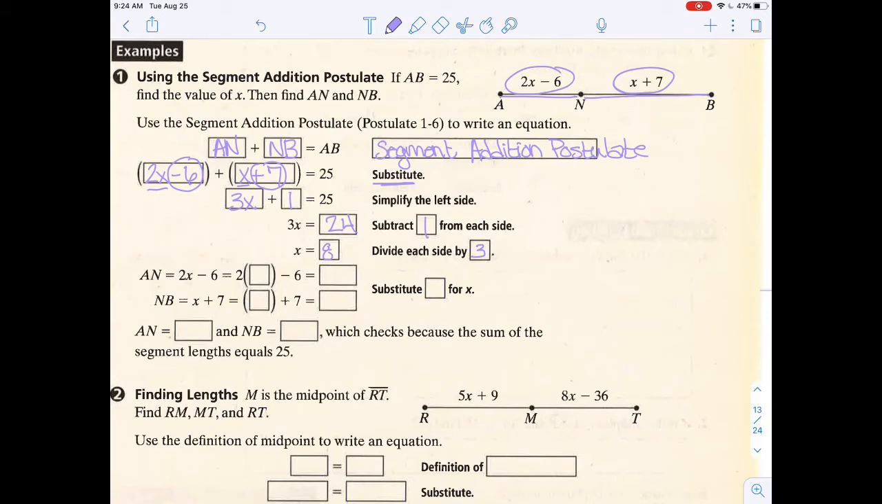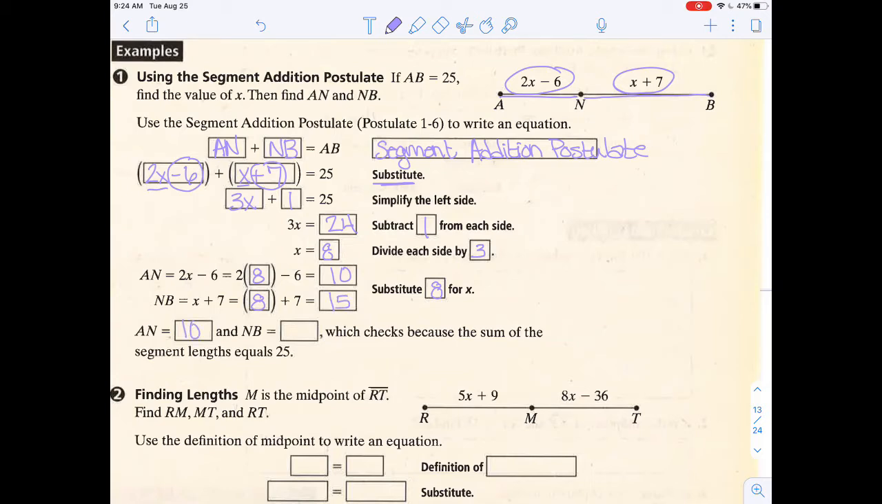We're trying to figure out what AN is. So 2x minus 6, we know that that's what AN is, but we're going to put in 8 for x. So 2 times 8 is 16, minus 6 is 10. So AN is 10. We're substituting in 8 for x. Then we're going to substitute in 8 for x in NB also. So we had x plus 7, now we have 8 plus 7, and we know that that's 15.